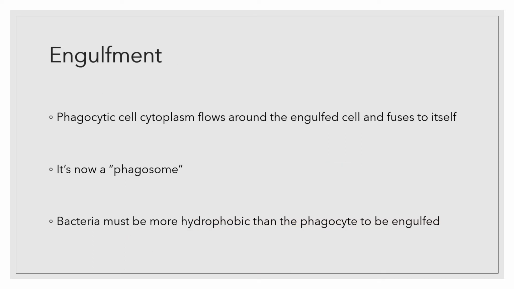Engulfment is the third step in phagocytosis. This is also known as active membrane invagination. What happens is phagocytic cell cytoplasm flows around the engulfed cell and fuses to itself. Here it becomes a phagosome. When the bacteria is surrounded by the entire cell, this is called a phagosome. Bacteria must be more hydrophobic or water-fearing than the phagocyte to be engulfed.